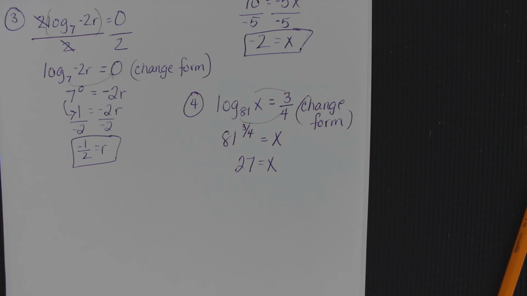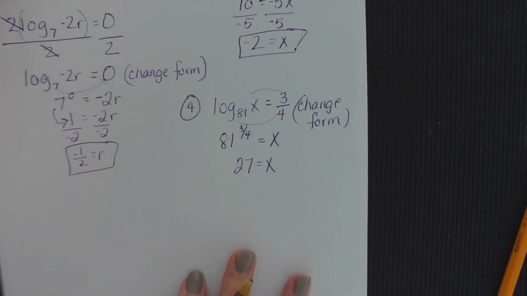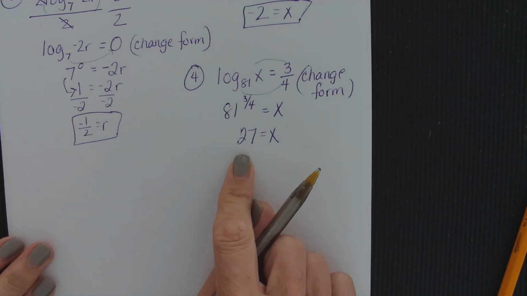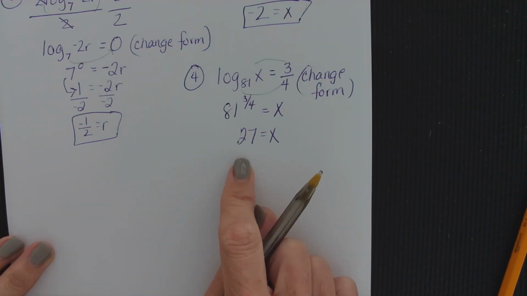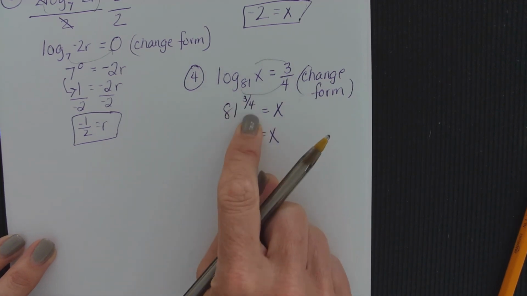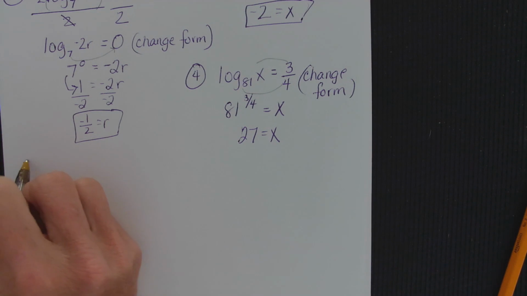How do you get 27? Do you divide 81 by something? This is an exponent. You just put it in your calculator. You just put 81, exponent button, 3/4, and you get 27. Oh, okay. That's all there is.